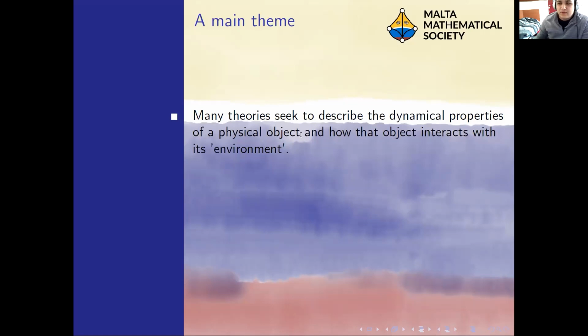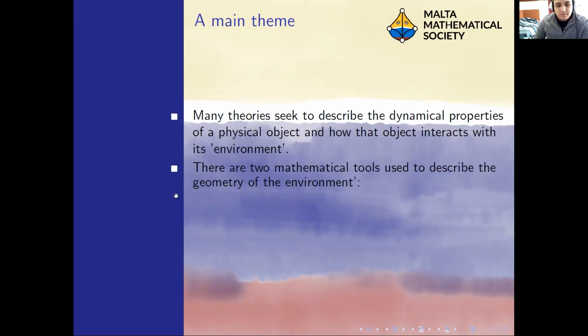One thing we like to describe is the dynamics of a system or a physical object based on its interaction with the environment. And naturally, when you want to describe an environment, you have to describe the geometry of that environment, right? There are a couple of different tools that we use to describe this geometry. Two main ones that we use are potential energy and the stress energy tensor.